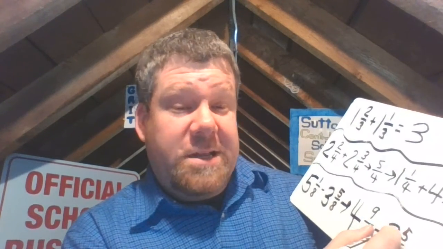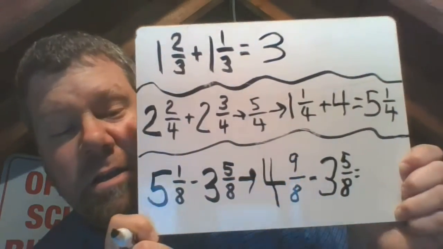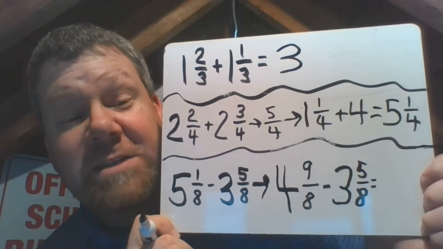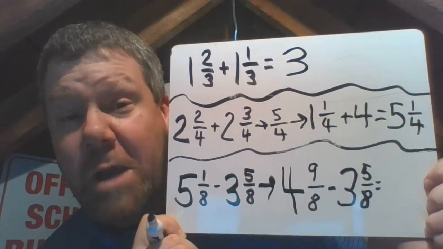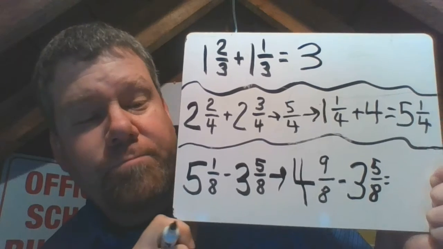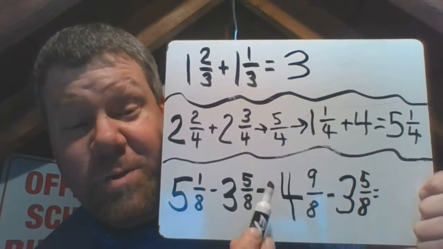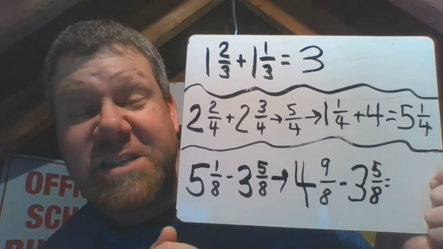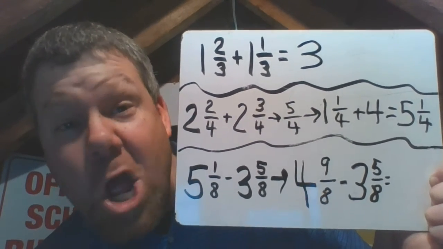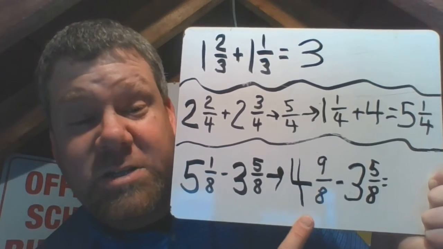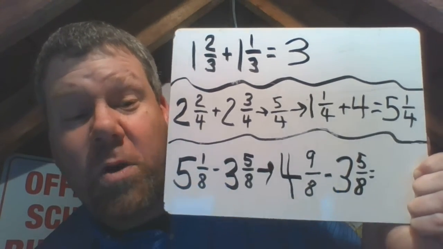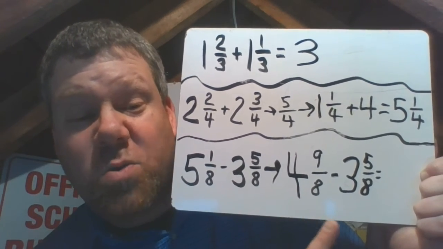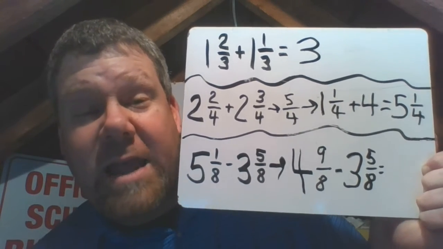This is looking pretty good. It looks like I can solve it now. So let's look at this. I'm going to look at my fractional part first. I have 9/8 minus 5/8. Denominator the same. Good. Numerator, the first one's bigger than the second one. Good. So 9/8 minus 5/8 is 4/8. So am I done? No, because I still need to use our whole numbers. 4 minus 3. What's 4 minus 3? 1, correct. So my answer is 1 and 4/8.